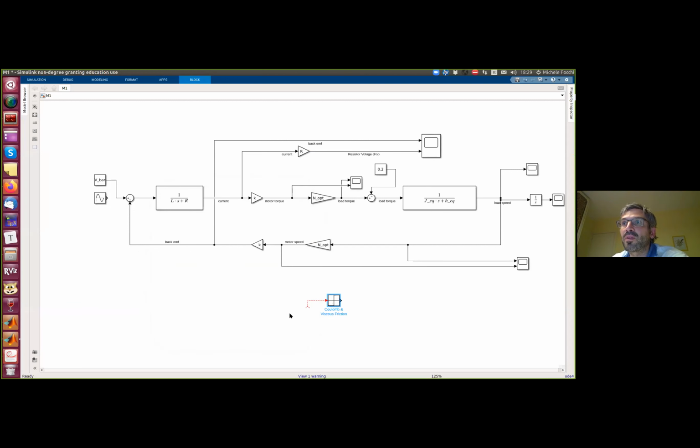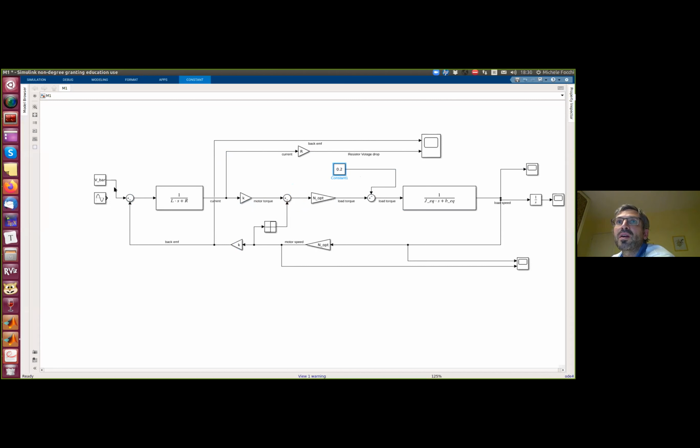Then we provide motor speed as input, and this Coulomb friction is going to reduce the amount of torque available from the motor to reduce the motion. So we need to subtract this Coulomb friction from the motor torque, with a minus, and then go to the load.